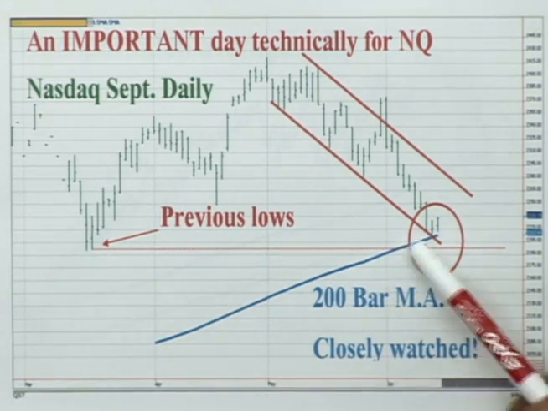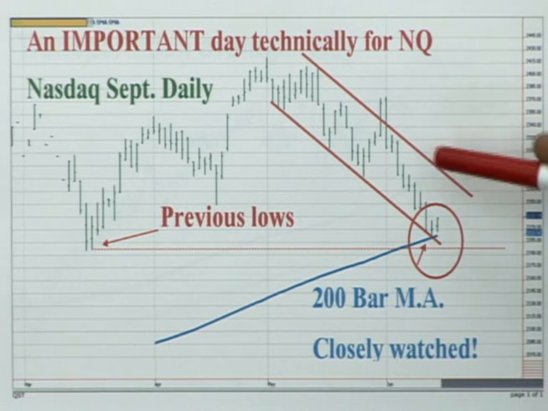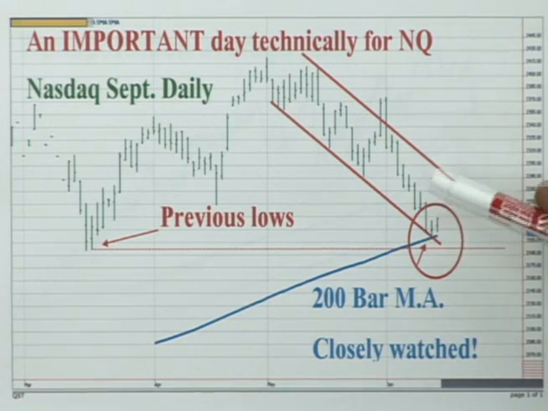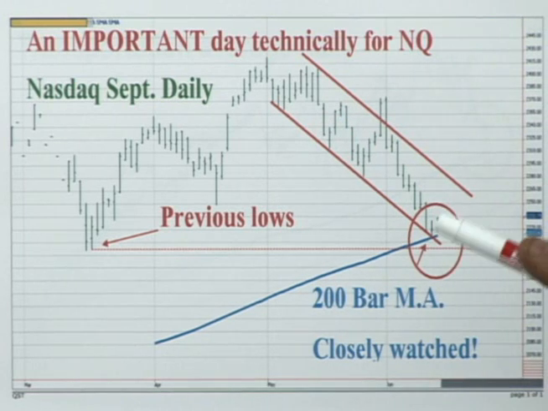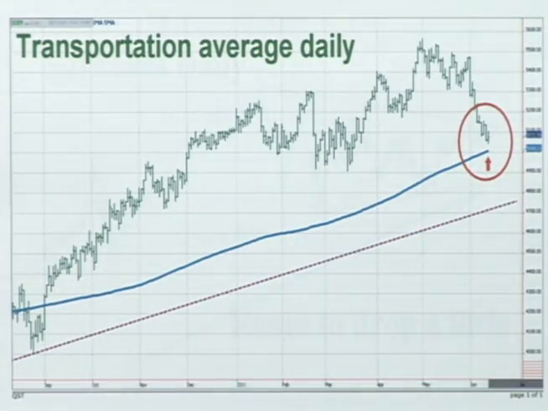At that same spot, the 200 bar moving average is coming in. So if we drop to it, we have to watch that very closely. Traders, it's exactly what happened on Monday. We dropped right to the average, right to the bottom of the channel, and held. So I am sidestepping selling any further from this point forward till we see what happens on Tuesday with the Nasdaq. Next chart I'd like to show you is the transportation average.